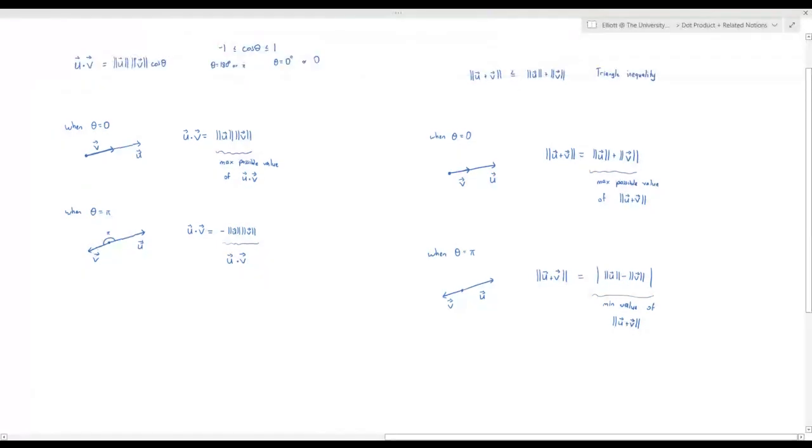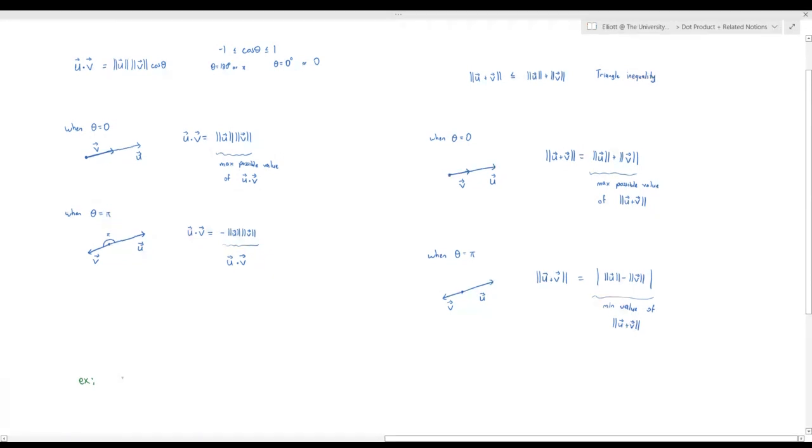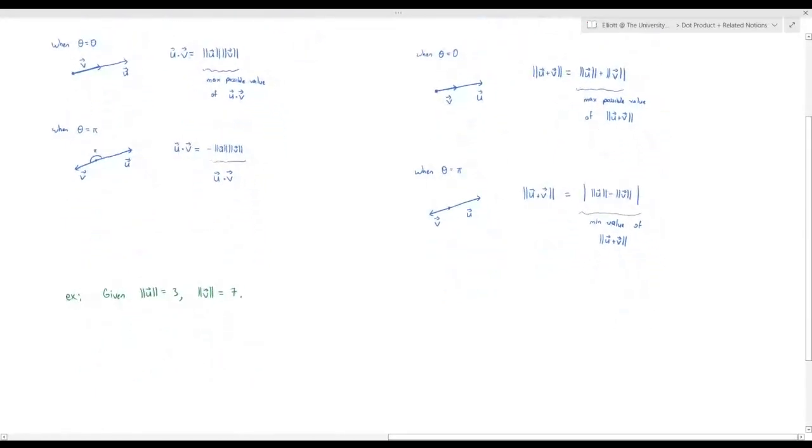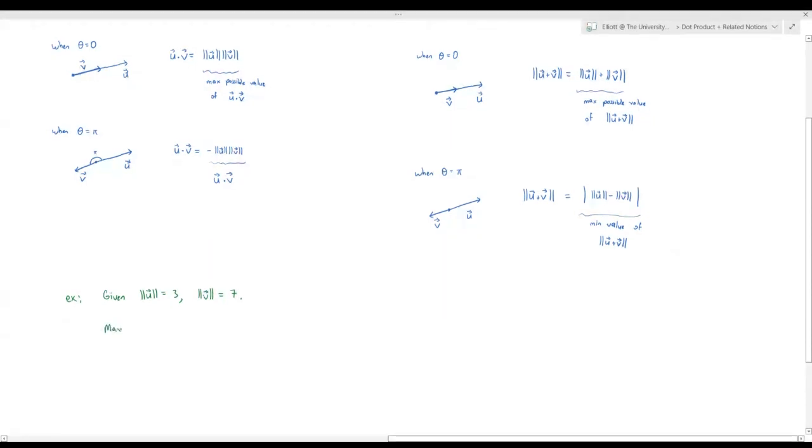Then just a super quick example, to see how these will come into play. So if you had a question where you were given that the norm of u is 3, the norm of v is 7, okay? And then you are asked what are the maximum and minimum possible values of the dot product?